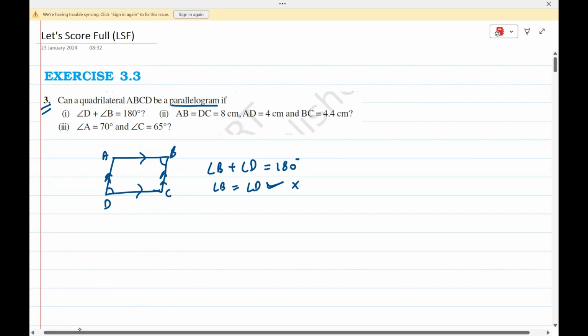And adjacent angles, that is angle B plus angle C or angle B plus angle A, they are 180 degrees. But they have mentioned angle B and D is 180 degrees. So I'm not sure whether it's a parallelogram or not. That is the answer: it can be, it cannot be. Let's see the second part. What does it say?